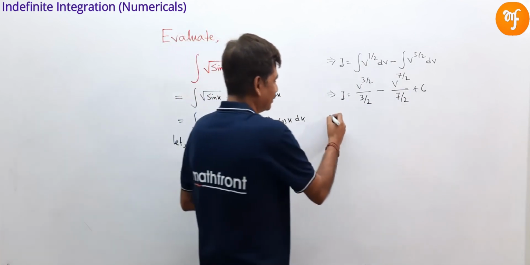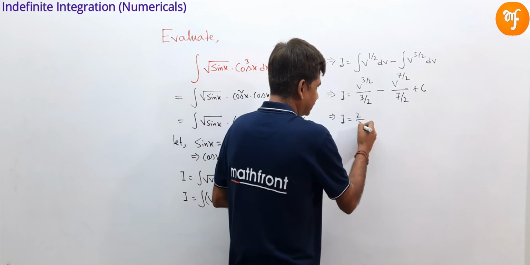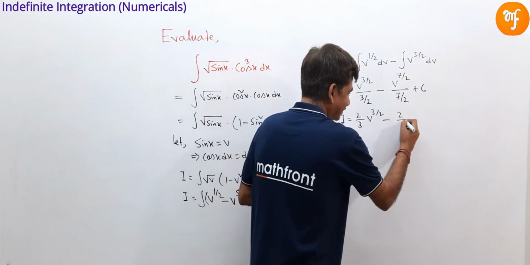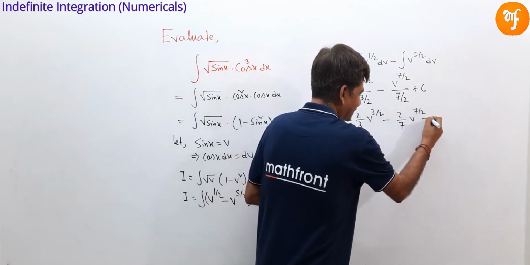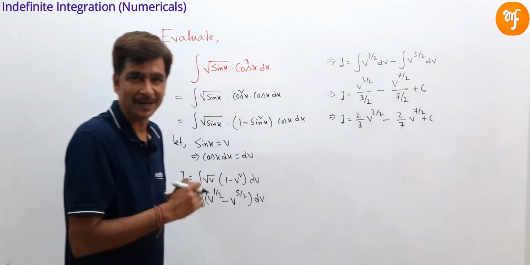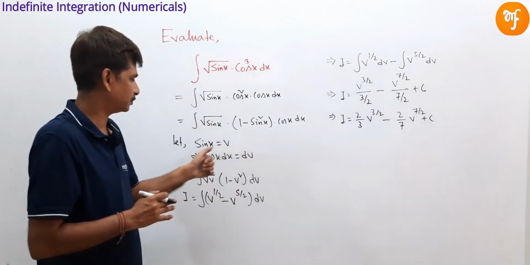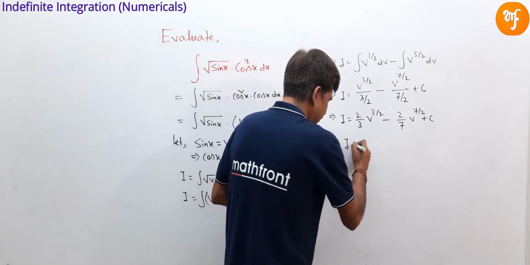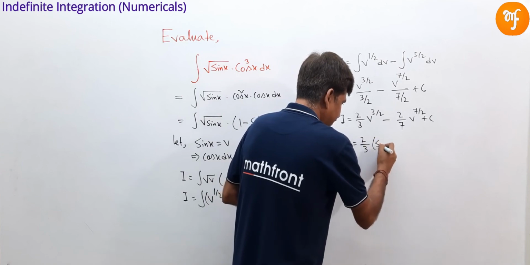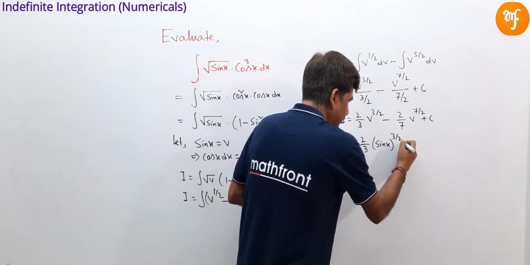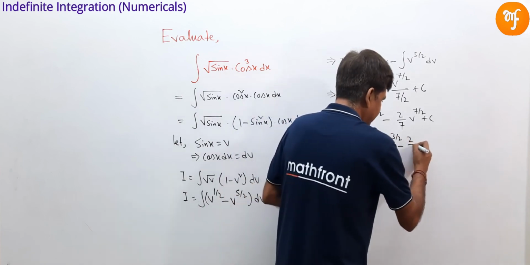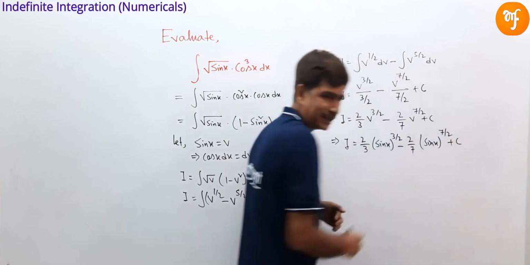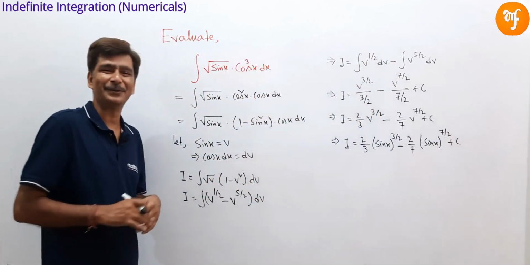Okay. So what is I? I is equal to 2 by 3 v to the power 3 by 2 minus 2 by 7 v to the power 7 by 2 plus c. So this is the integration. Now to get the final answer, we have to substitute v by sin of x. So what is the final answer? I is equal to 2 by 3 sin x whole to the power 3 by 2 minus 2 by 7 into sin x whole to the power 7 by 2 plus c. Okay, clear? Now come to the next type of example.